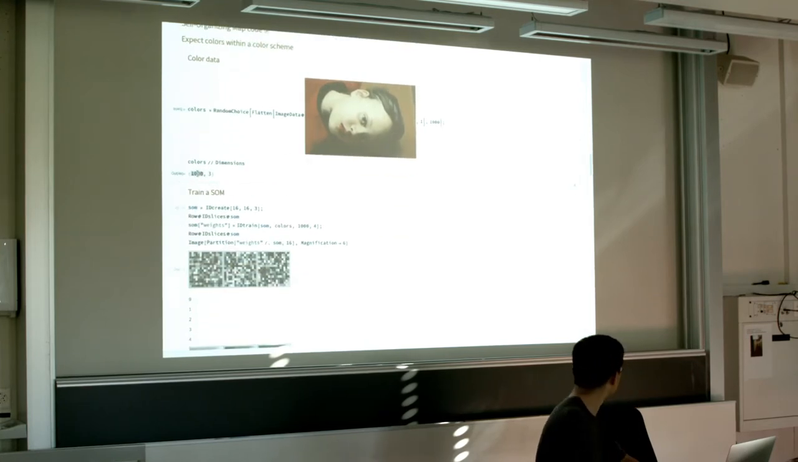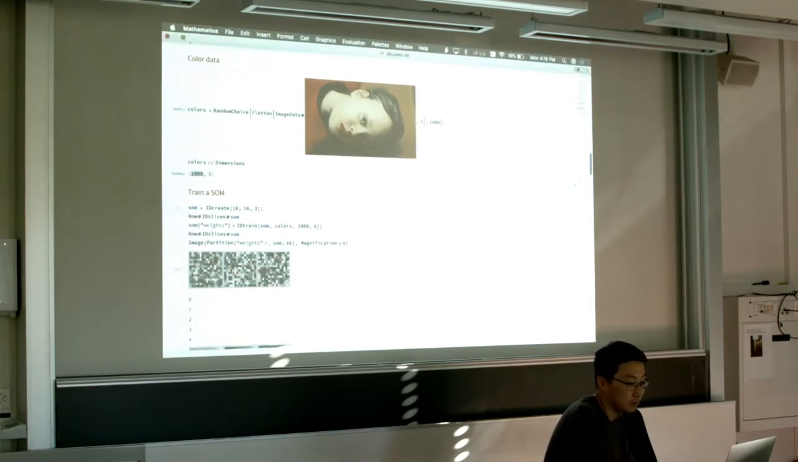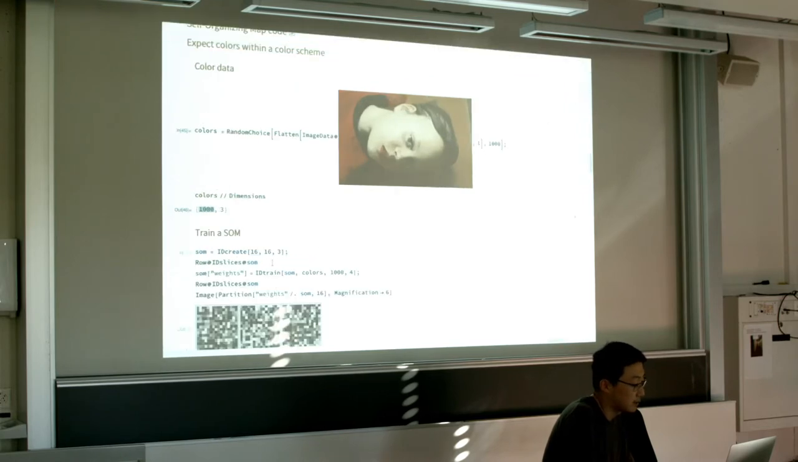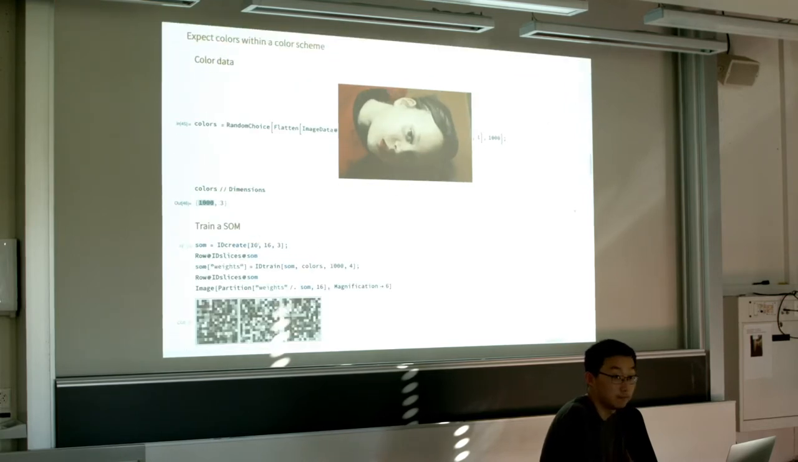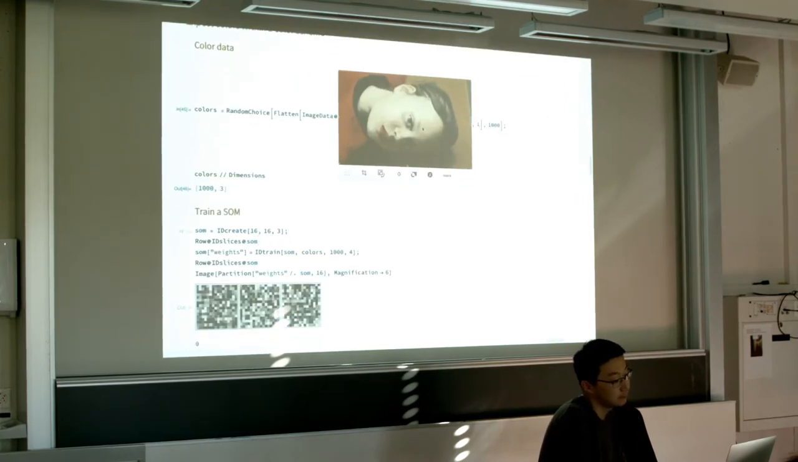I have 1,000. You can drag and drop images into the notebook, so you can replace the image with whatever image you want to have. Basically, here I have 1,000 color dots, and each dot has three values, an RGB value.